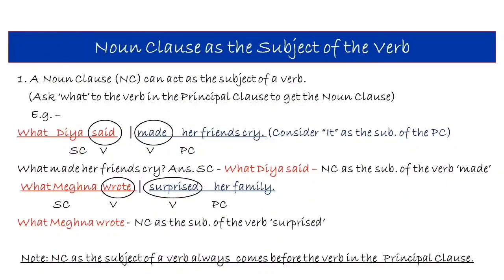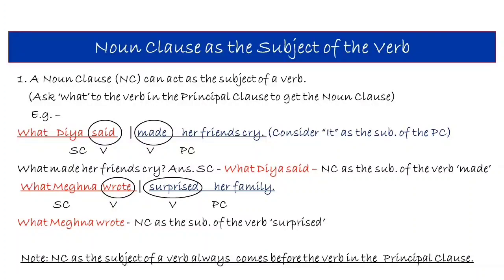Noun clause as the subject of the verb. In order to identify a noun clause as the subject of a verb, we have to ask what to the verb in the principal clause. For example, what Dia said made her friends cry. Here, there are two clauses. The first clause ends after the first verb said and the second clause starts from the second verb made.